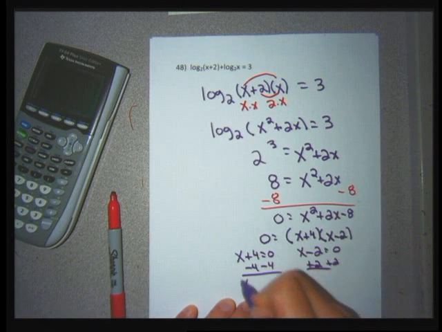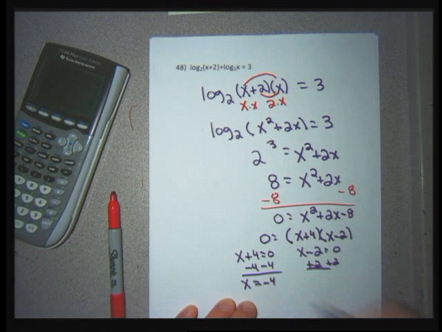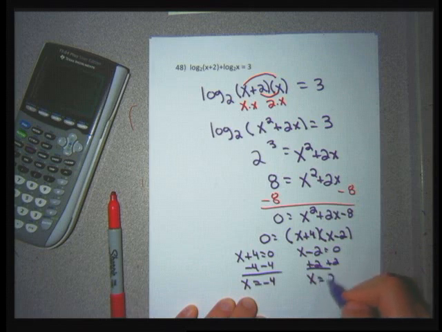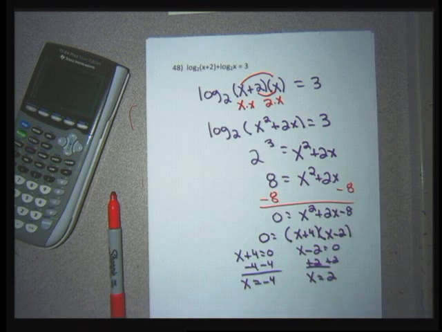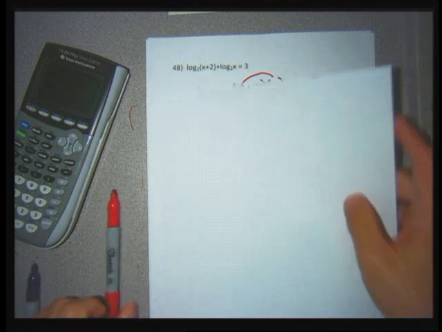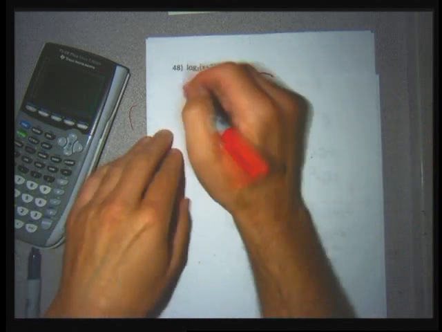For the x plus 4, I subtract 4 from both sides and get a potential solution of x equal to negative 4. For the x minus 2, I add 2 to both sides and get a potential solution of 2. Because the checking is rather involved here, I'm going to pull out another sheet of paper and do my checking. So there's two answers that I came up with.